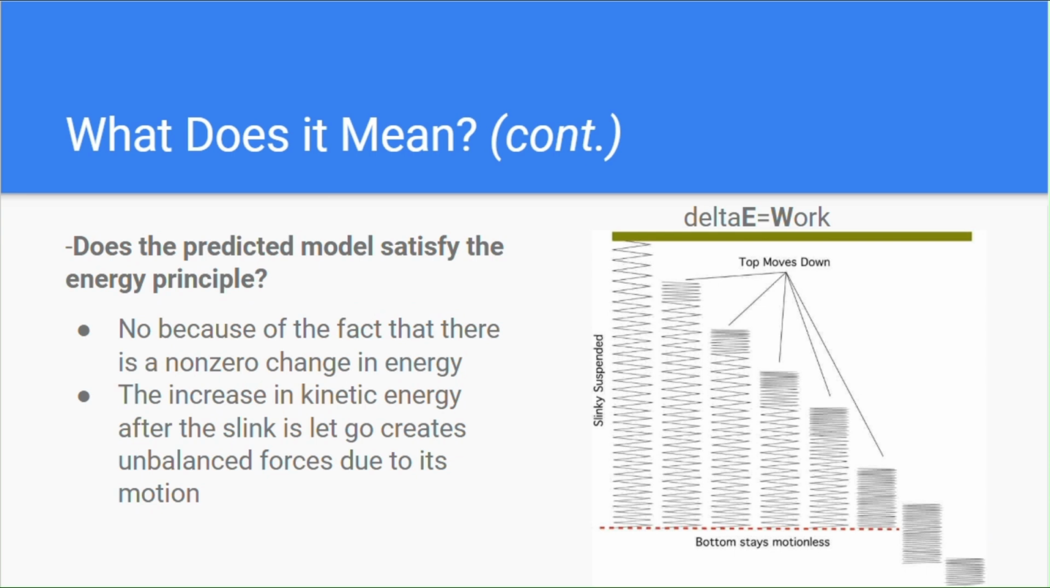Another question posed is, does the predicted model satisfy the energy principle? The energy principle being delta E, the change in energy, is equal to the work done. And the answer to this is no, because of the fact that there is a non-zero change in energy. The increase in kinetic energy after the slinky is let go creates unbalanced forces due to its motion, because when the top meets the bottom, it starts to move down.